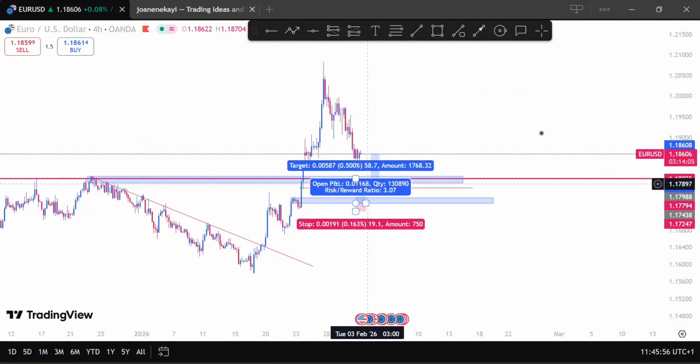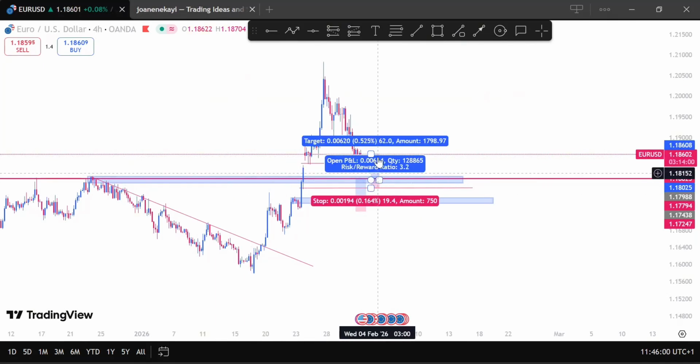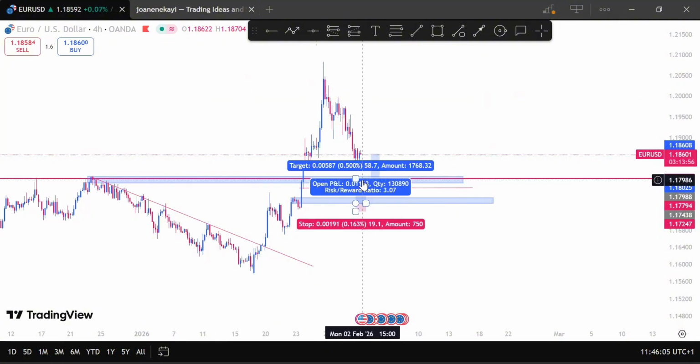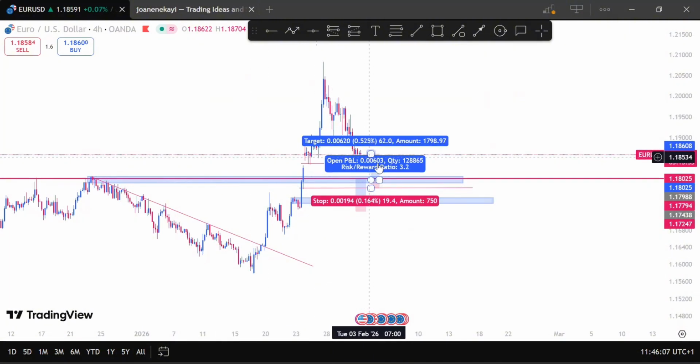I know you are wondering why I have two entries. I have one here, I have one here. Why is it not just only here that I have an entry? Since I've seen my liquidity breaker block, I expected the market to come down here and trigger me, and I take this trade here.